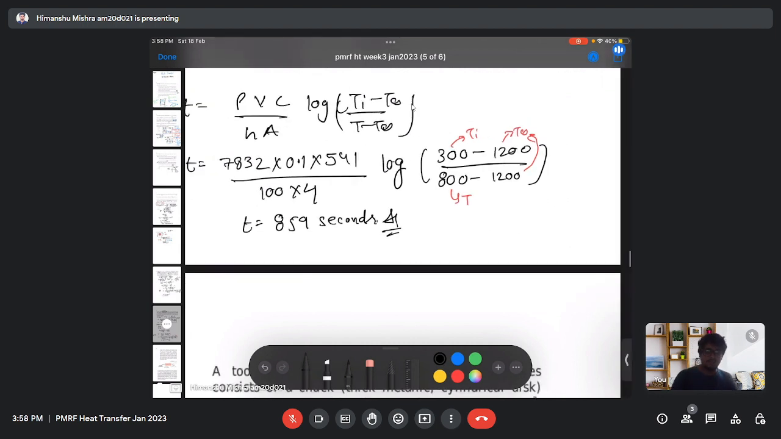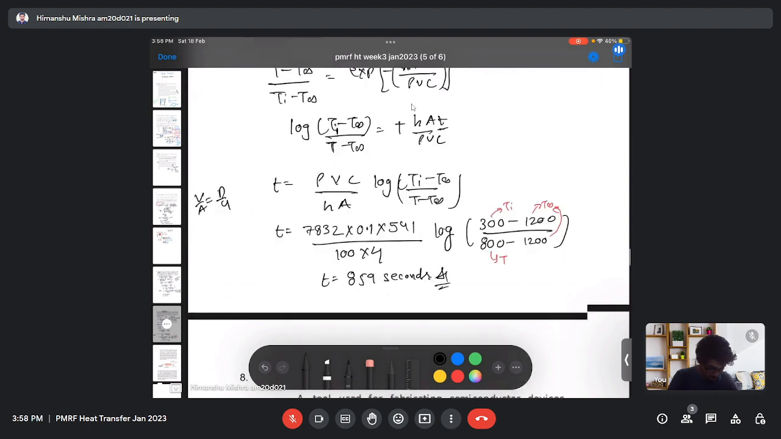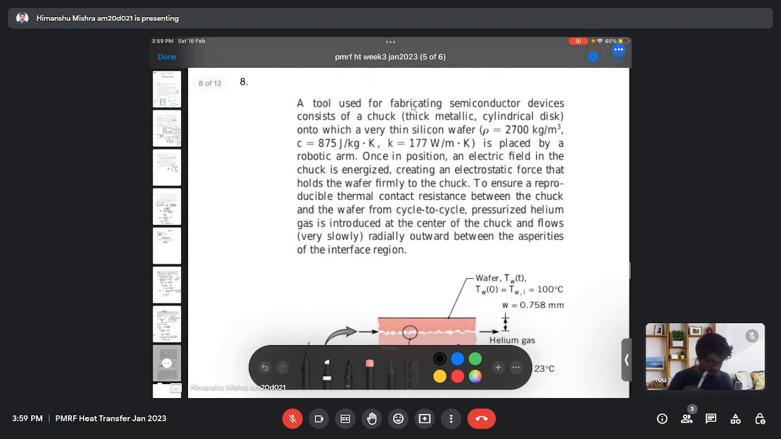So again it is the same question. So we just need to first check the Biot number, and after the Biot number we just substitute the formula for the lumped heat transfer to calculate the time or the temperature depending on what they ask in the question. So let's move to a bit more complicated one.